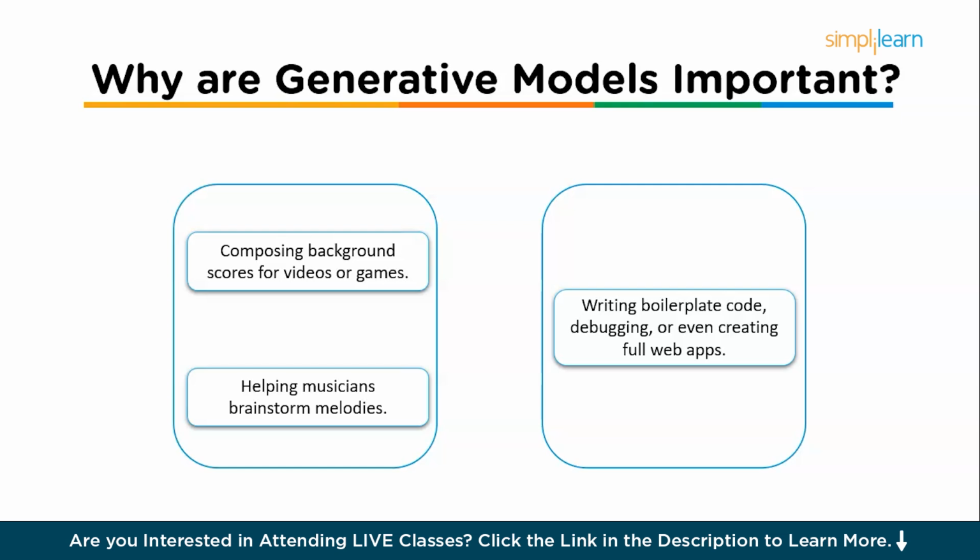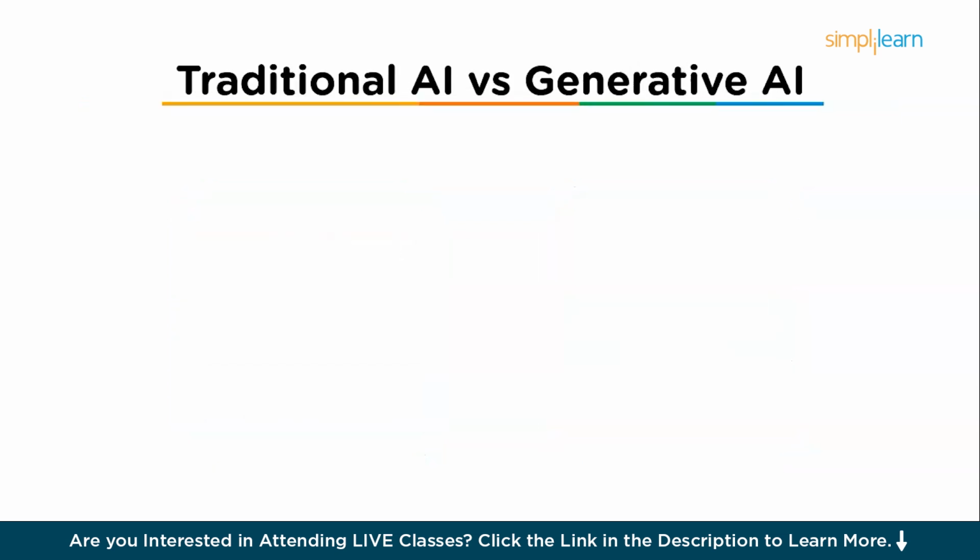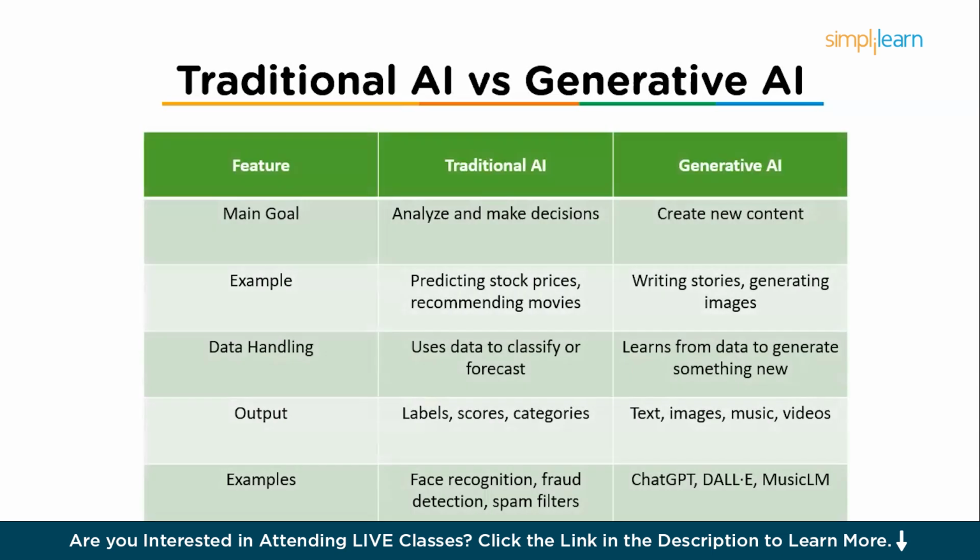Now moving on, we'll see traditional AI versus generative AI. Let's compare both side by side with simple explanations. The main goal of traditional AI is to analyze and make decisions. The main goal of generative AI is to create new content. For example, traditional AI is predicting stock prices or recommending books or movies. And with generative AI, we are writing stories, generating images, and so on.